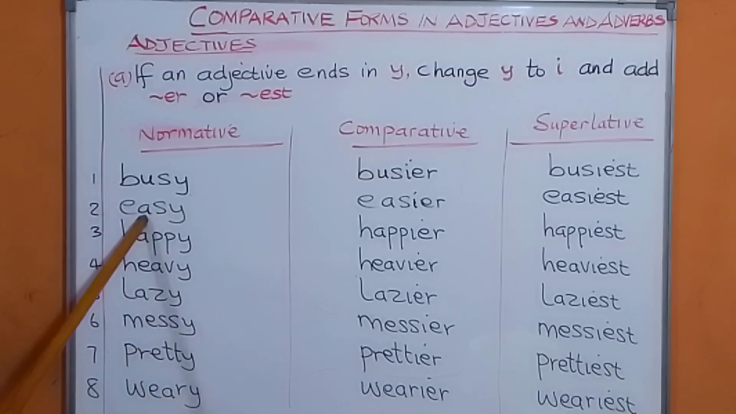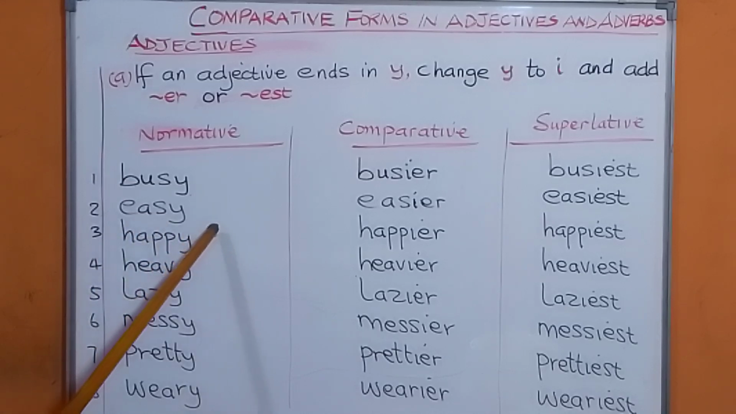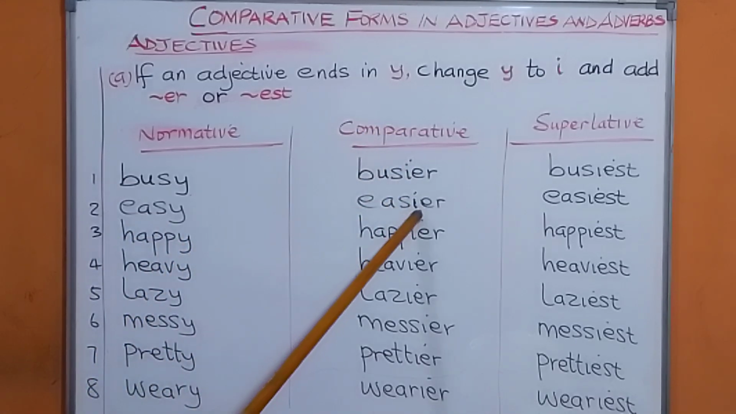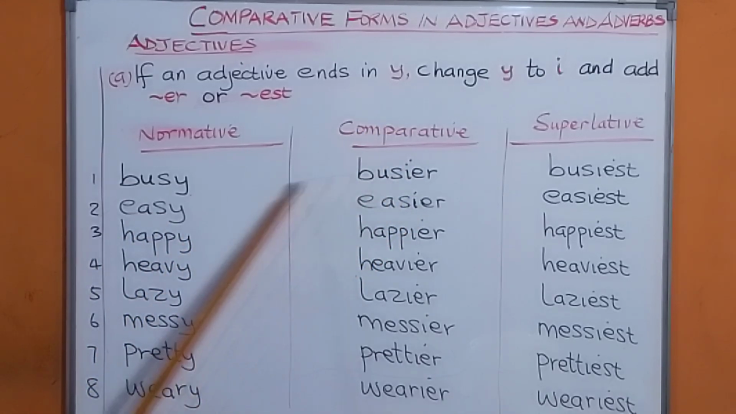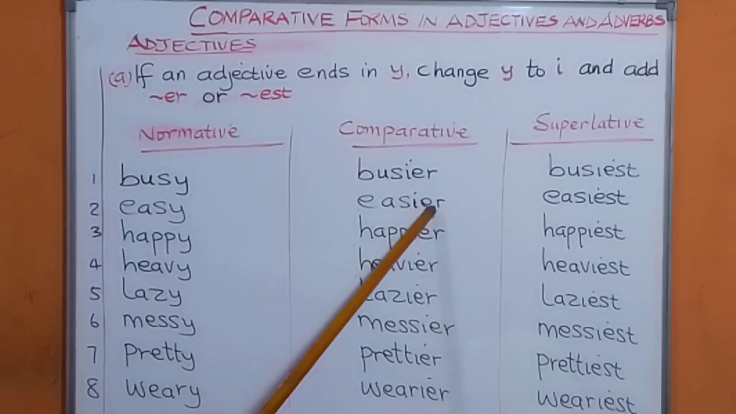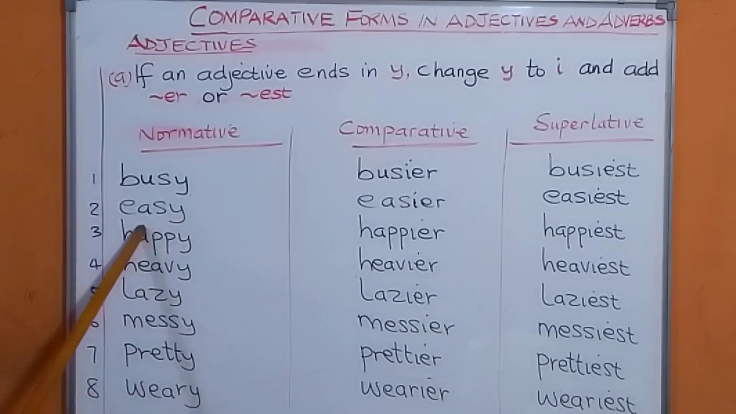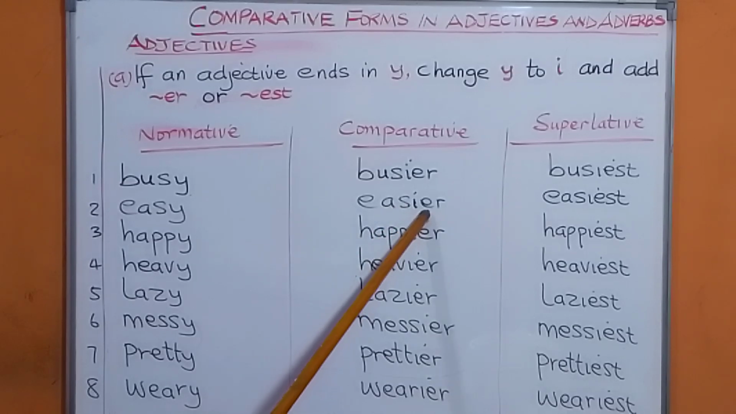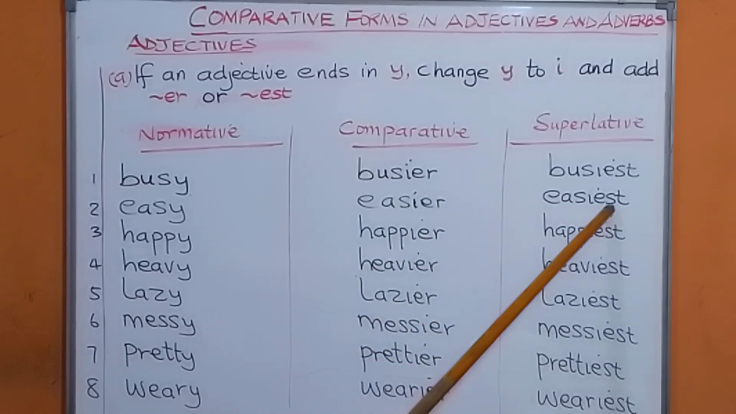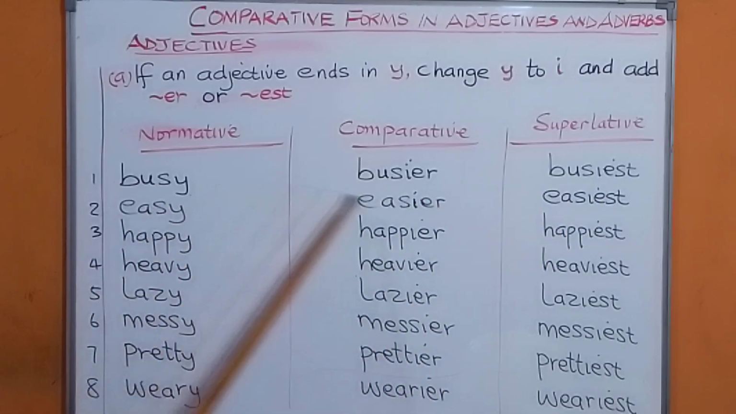Number two, easy. This work is easy. Comparative, we remove the Y and put I before you put ER. Easier. This work is easy. Mine is easier than yours. Alabi's own is the easiest of all. So you have easy, easier, easiest.